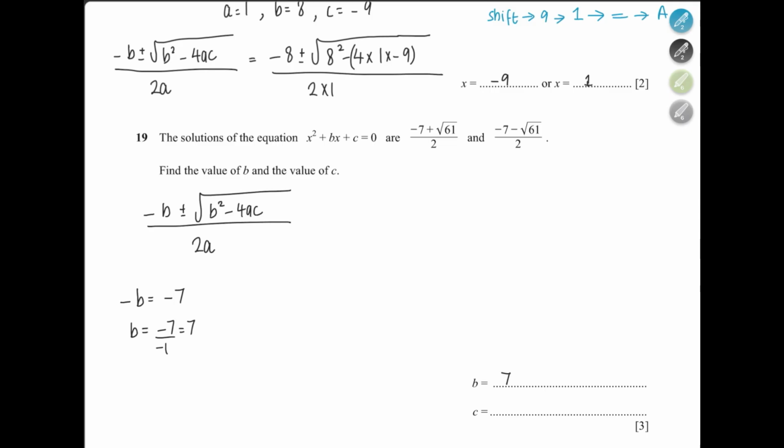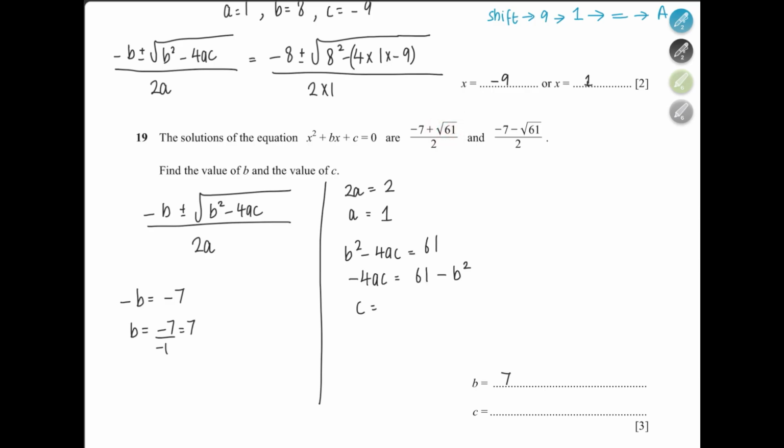Now we need to find the value of a. First, they're saying 2a equals the value of the denominator. So 2a equals 2. Therefore, a is going to be 2 divided by 2, which equals 1. Now we can find the value of c. So we know b squared minus 4ac equals 61, right?